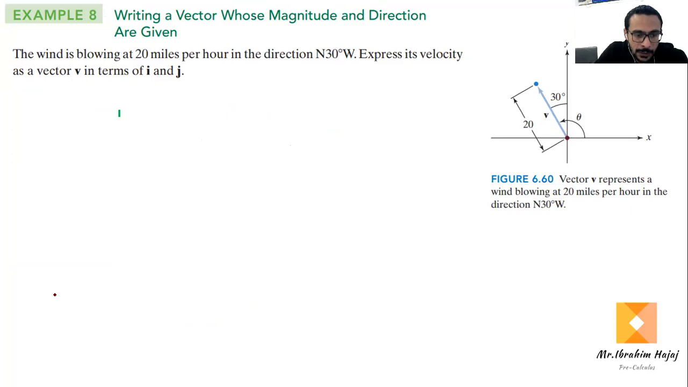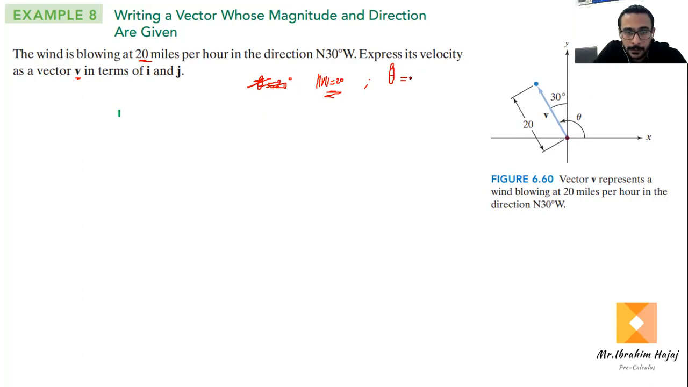The next question, surely it will ask about this directly. The wind is blowing at 20 miles per hour in the direction north 30 degrees west. Express its velocity as a vector v in terms of i and j. Yes, Mr., can I solve? Okay, go ahead. 20 cosine 30 i. The angle here is what? No, 30 is the angle? The angle is 30? The 20 is the speed. Yes, 20 is the magnitude. Magnitude of this is 20. Then what is theta?